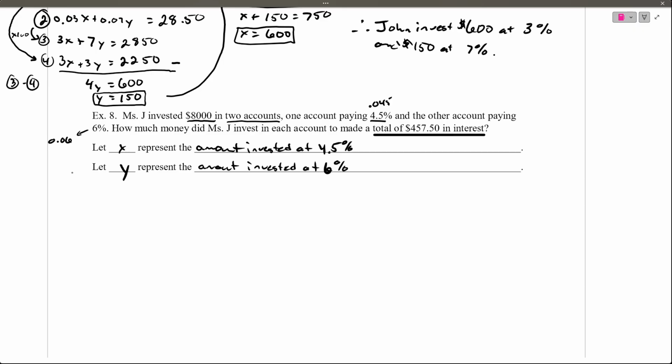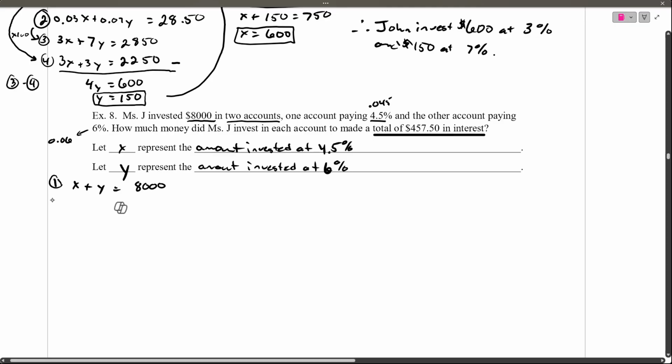Okay, now we have to build our equations. First equation, number 1. What's the easy one? The easy one is we know that she invested a total of $8,000 in these two accounts. So if we sum up the amount in each account, we get 8,000. So we have X plus Y is equal to 8,000.